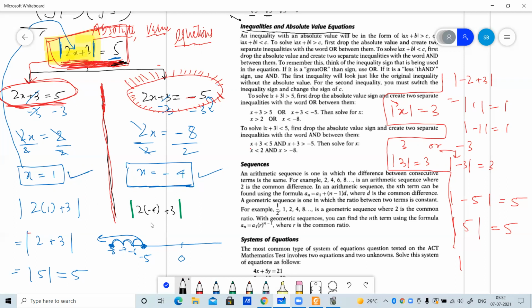So 2 times negative 4, this would be negative 8, correct? Yes, right. Plus 3. Negative 8 plus 3, isn't that negative 5? So you can use the number line. Right, negative 5, correct. So absolute value of negative 5, how much would that be? Absolute value of anything, any negative number?